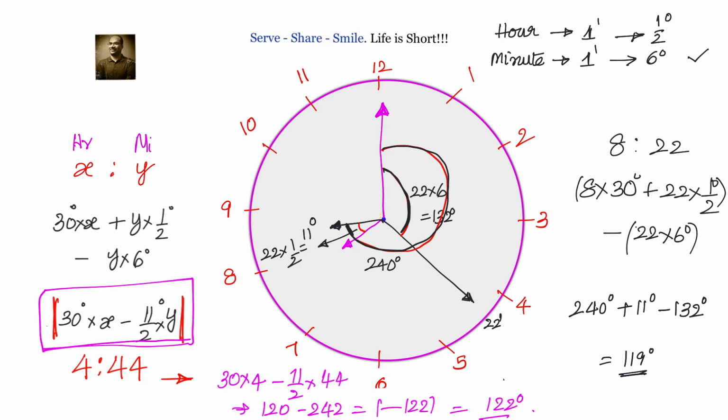As we are aware that we will have two angles here, so sometimes when you apply the formula, if you get an angle which is more than 180 degrees, basically the reflex angle, then you subtract it from 360 degrees so that you get the smaller of the angles. Suppose here for 8:22 we have 119 degrees, and the other angle is 241 degrees. When you are solving by this formula and you get an angle which is more than 180 degrees in some scenarios, then you take 360 degrees minus that value so that you get the smaller of the two angles.